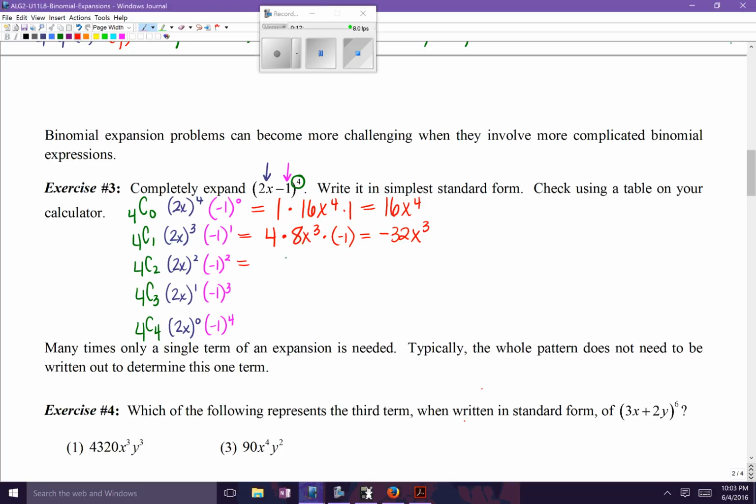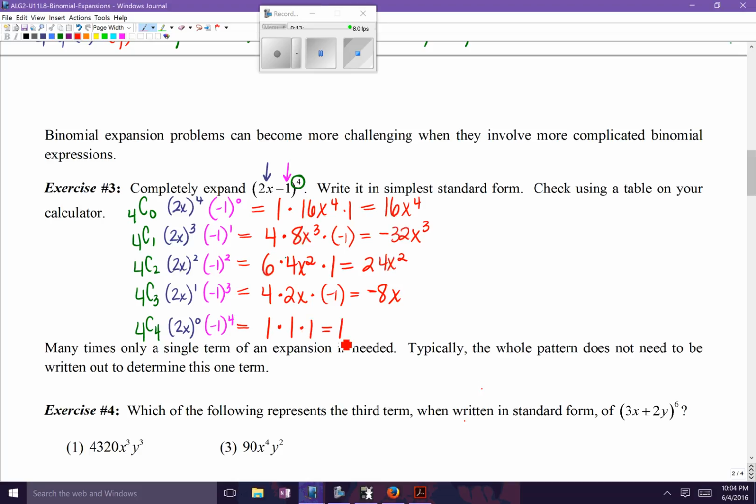Next term, 4 choose 2 has a value of 6. The quantity of 2x squared has a value of 4x squared. -1 squared has a value of 1, so this term has a value of 24x squared. 4 choose 3 has a value of 4 times 2x raised to the first, which is 2x. -1 raised to the third power is -1, so this term has a value of -8x. 4 choose 4 has a value of 1. 2x raised to the 0 has a value of 1. -1 raised to the fourth power has a value of 1. So the last term is 1.